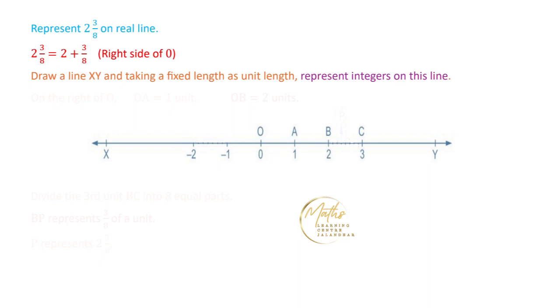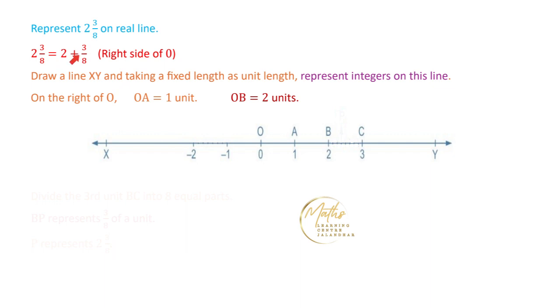So one thing is clear, for this point 2 whole 3 by 8, first from the point 0, if we move 1 unit towards the right, we will reach the point A. Then we move another 1 unit towards the right, we will reach the point B. On the right of O, the length OA is equal to 1 unit and the length OB is equal to 2 units. So this first part, these 2 units, we have moved when we reach point B. Now we are going to divide the portion between B and C.